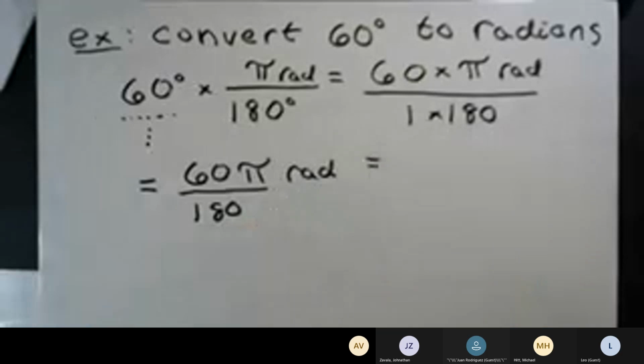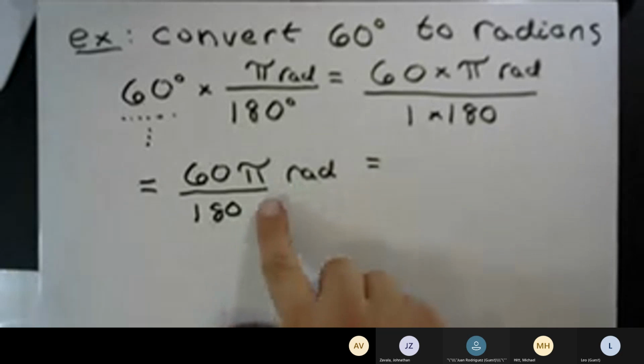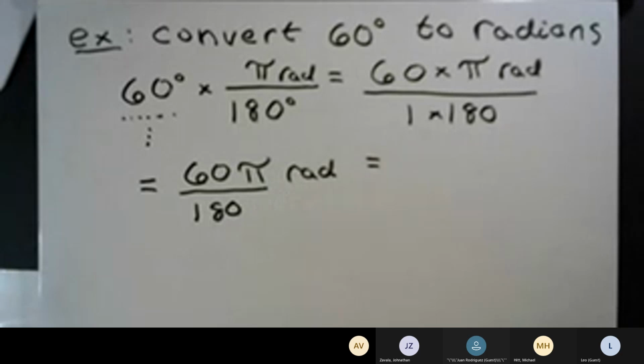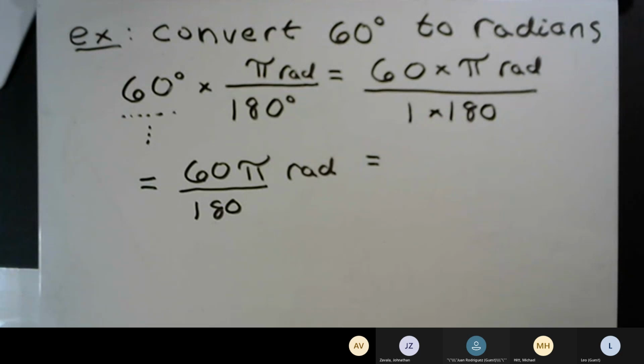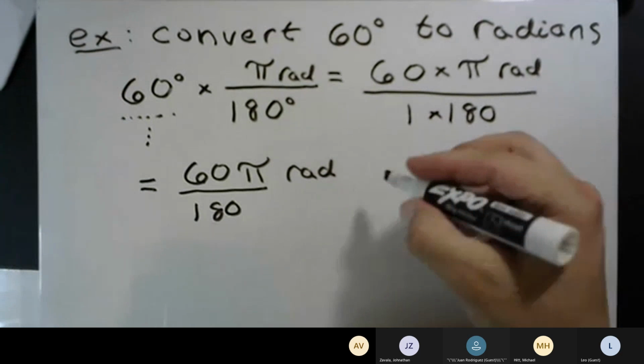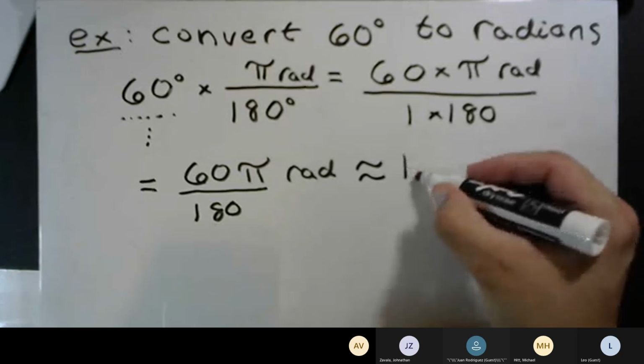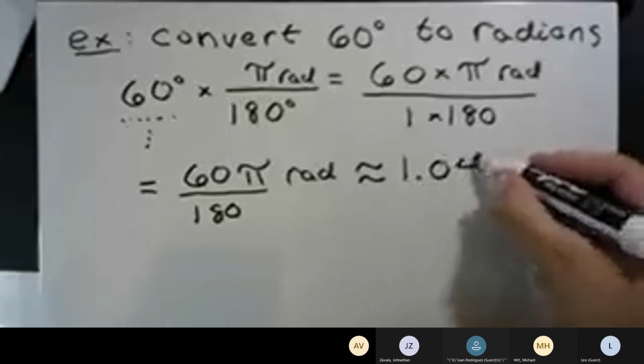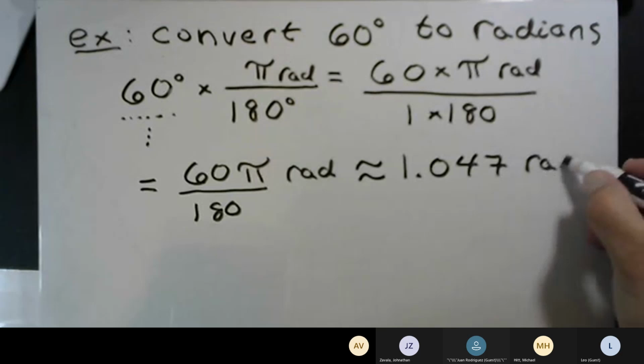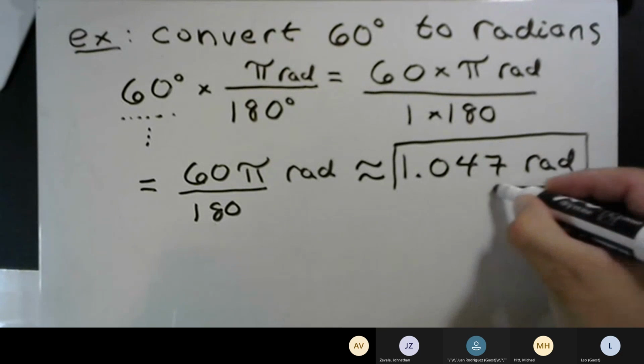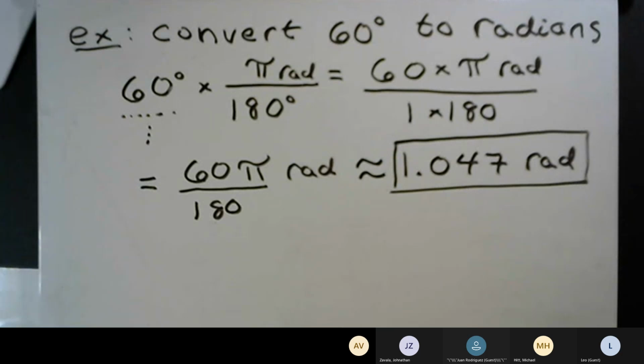Radians. Now on a calculator, there's usually a symbol for pi. If you don't have one, I would recommend using 3.14159. And so this comes out approximately around this, .047 radians, or 1/47,000th of a radian.